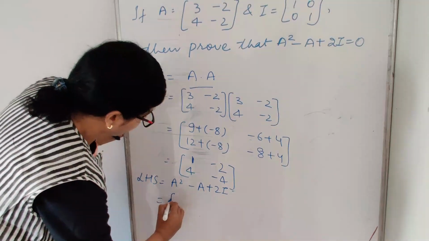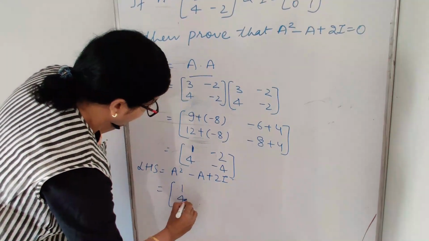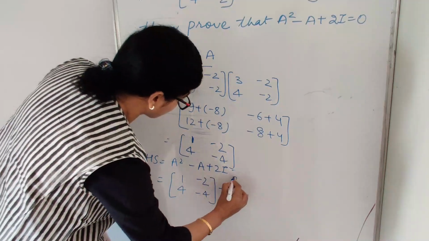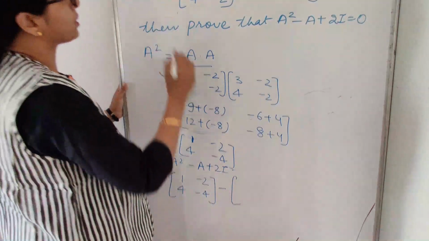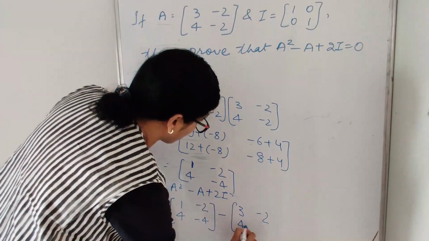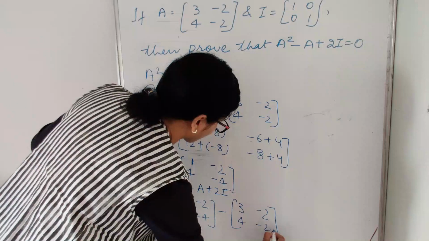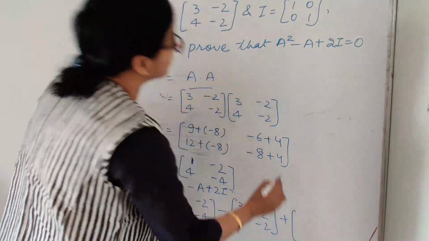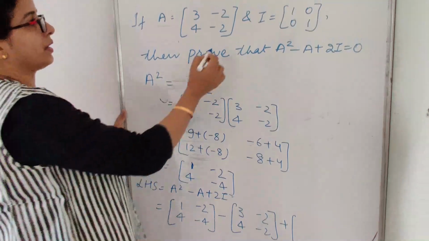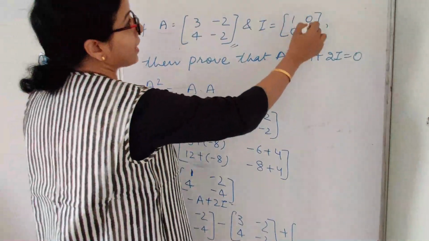So what is your A square? 1, 4 minus 2 minus 4 minus, what is your I? Substitute A, 3 minus 2, 4 minus 2. Okay. And your I is nothing but the identity matrix of 2 cross 2 order. This is your 2 cross 2. See, it is given identity matrix.